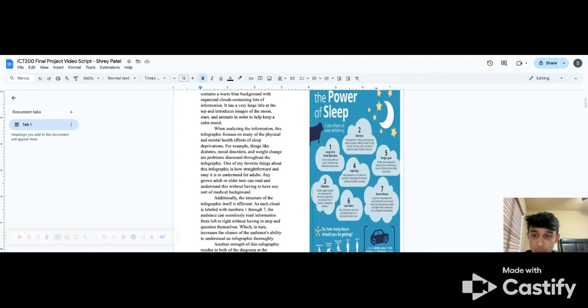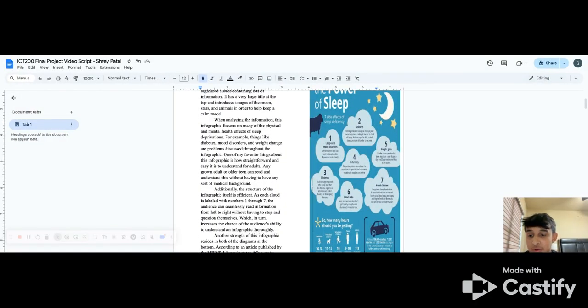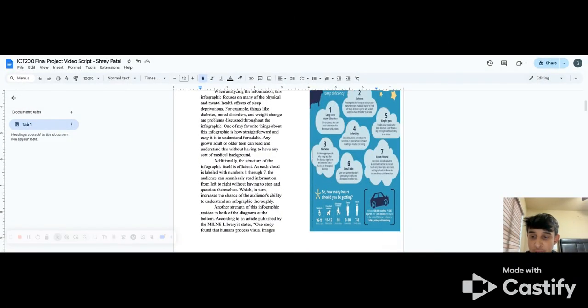When analyzing the information, this infographic focuses on many of the physical and mental health aspects of sleep deprivation. For example, things like diabetes, mood disorders, and weight change are problems discussed throughout this infographic. One of my favorite things about this infographic is how straightforward and easy it is to understand for adults. Any grown adult or older teen can read and understand this without having any sort of medical background.